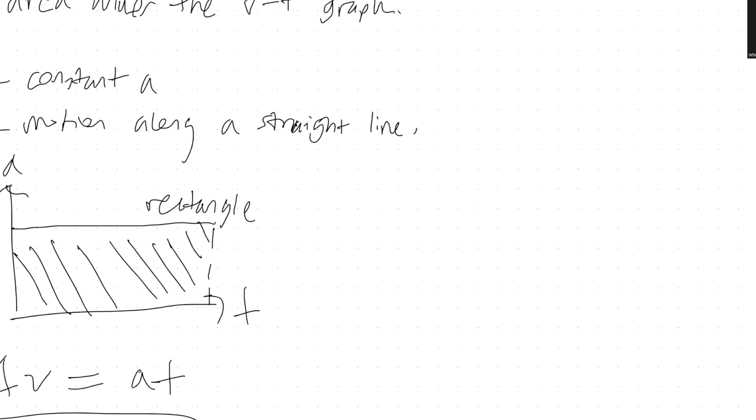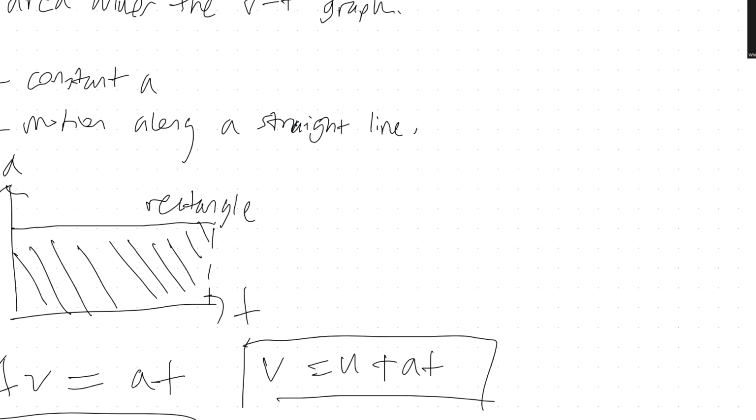So this will be a change in velocity. However, if we have an initial velocity u, then that means that your final velocity v will have to consider both the initial velocity and the change in velocity. So this will be our first equation, that your final velocity v equals your initial velocity u added to the change in velocity, which is the area under the acceleration time graph, at. So this will be our first result for today.